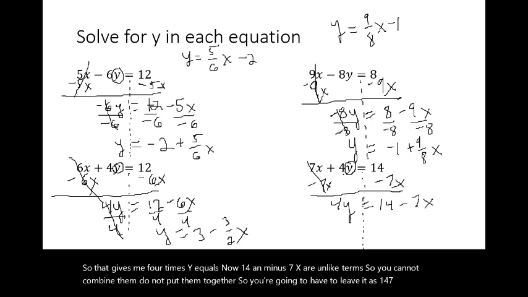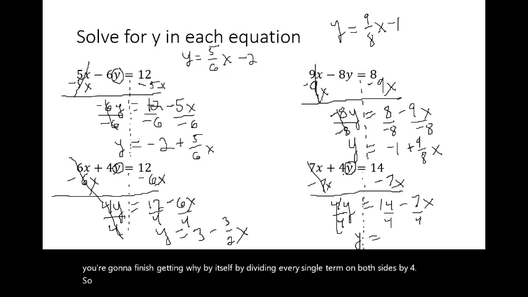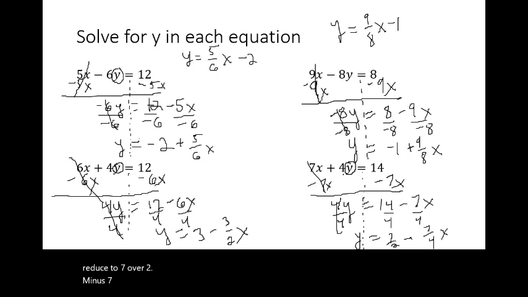Then you're going to finish getting y by itself by dividing every single term on both sides by 4. So y is going to equal, now 14 over 4, yeah, it's a fraction, but please do reduce it. 14 over 4 can reduce to 7 over 2. Minus 7 over 4 cannot reduce any further, so y equals 7 over 2 minus 7 over 4x is a good enough final answer.